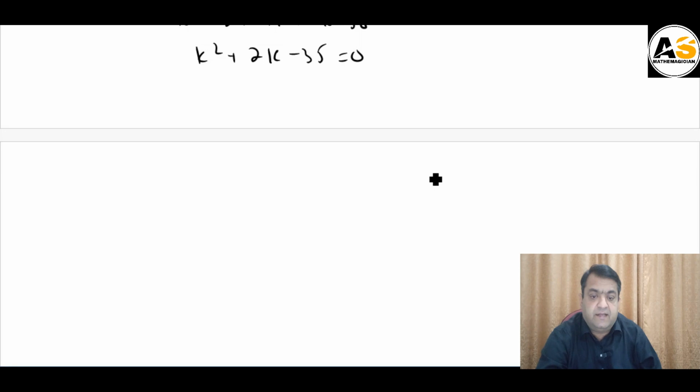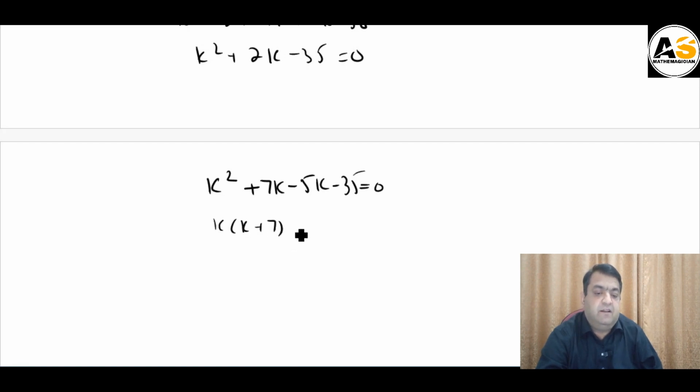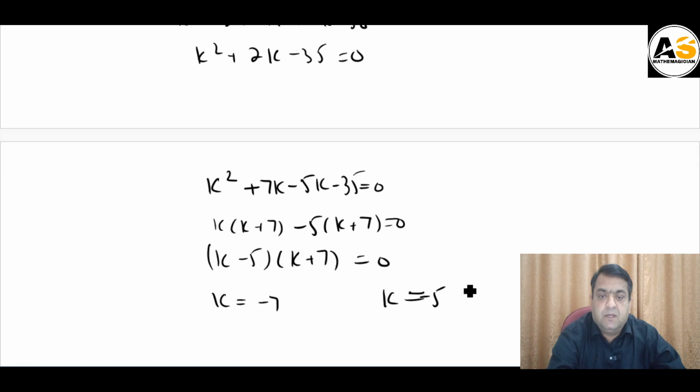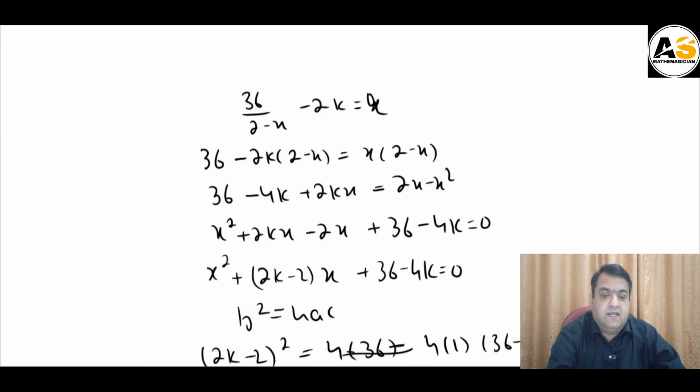So this will be factorized to k square plus 7k minus 5k by splitting the middle term, and I will simply make the factors. These factors will give me two values of k, which are quite obvious now. One value is minus 7 and the other value is 5. So the second part of the question is solved. This was the second part.